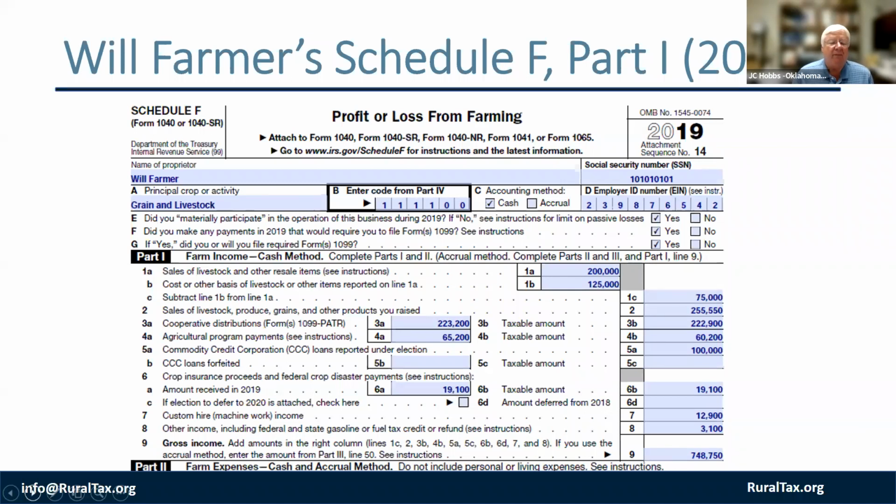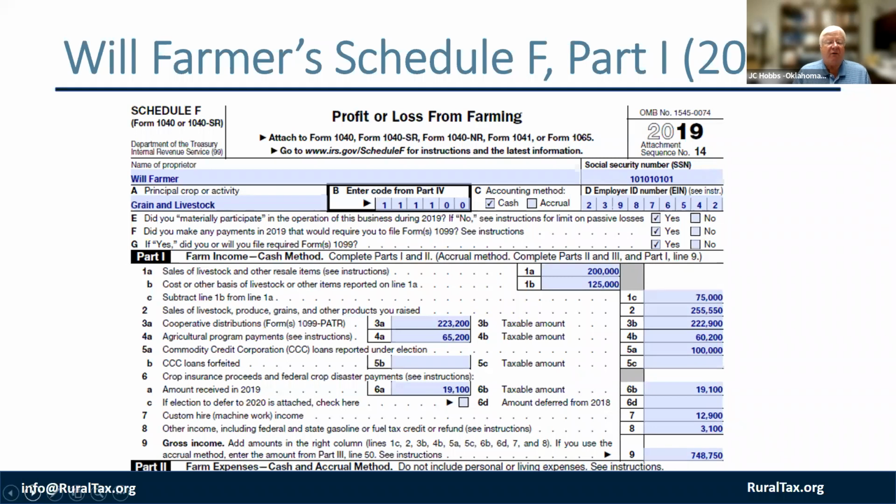Then we get into crop insurance. Crop insurance proceeds, disaster payments. These provide an interesting piece of the puzzle. Remember, the crop insurance and disaster payments, depending upon what goes on in a farmer's normal situation of marketing, reporting sales, etc., can dictate whether or not he can defer all or part of that income from the year received into the following year.